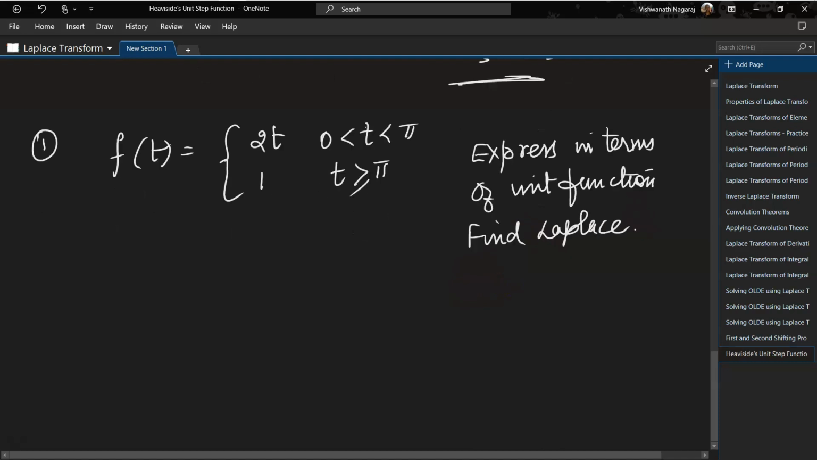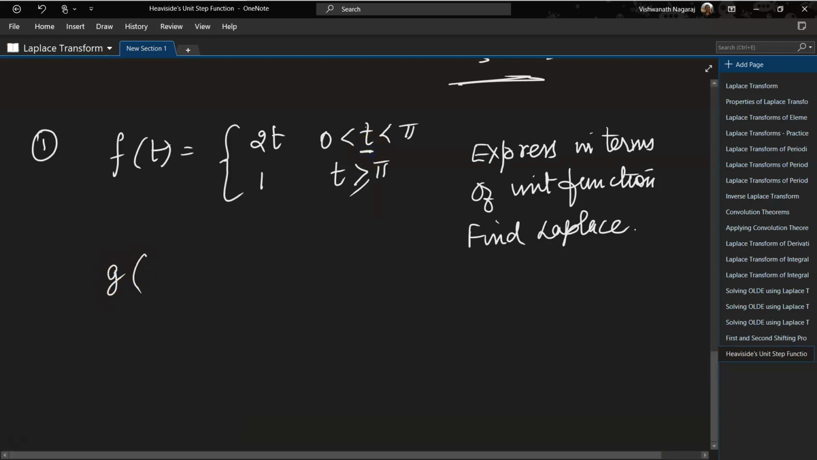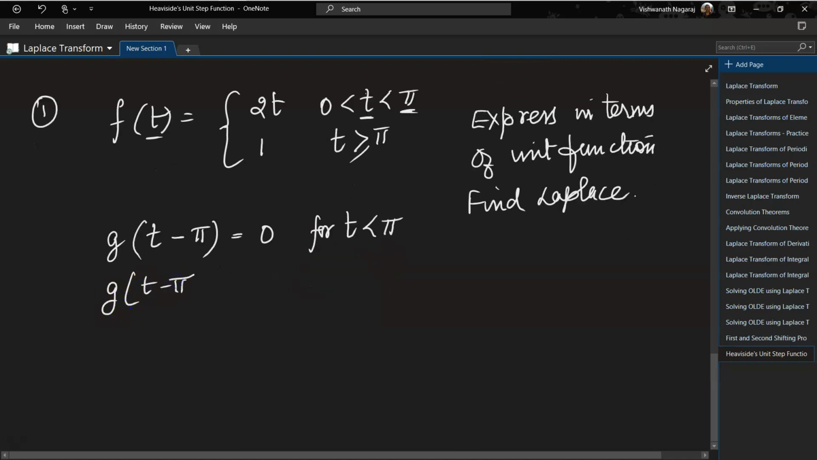Okay, now just use another letter. We are thinking of a different function, g of whatever is the variable here, t minus whatever is the boundary here. So t minus pi is equal to 0 because we are talking of the unit function for t less than pi. Okay, and the same thing is equal to 1 for t greater than or equal to pi.